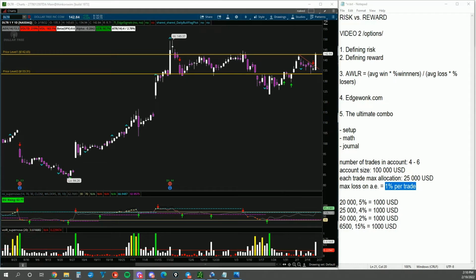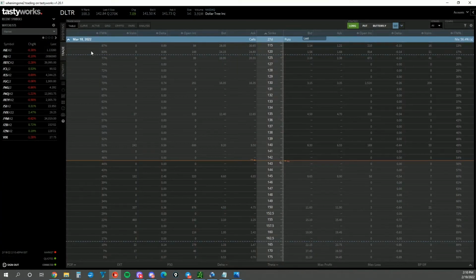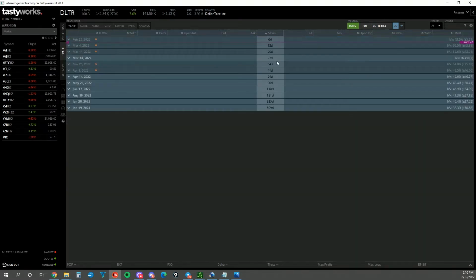Now, if we take a look at the option chain, and this is Tasty Works, this is DLTR, this is how all the strikes look like, and let's say if we go 30 days out, so these options will expire in 27 days.